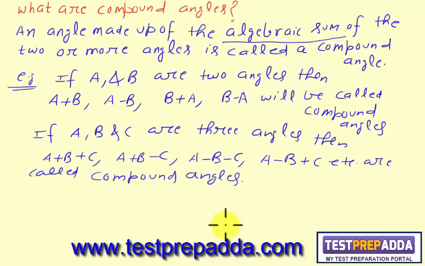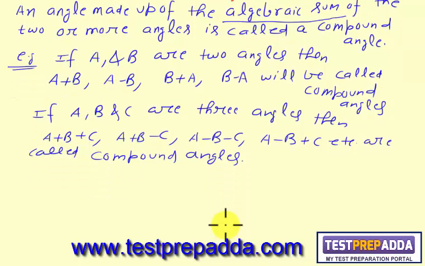Now we are aware of trigonometric ratios for one angle. Like we are aware of sine A, cos A, sec A, tan A, cot A, cosec A. We are not aware of sin A plus B, sin A plus B plus C. Okay, in this session we will learn how to find trigonometric ratios for compound angles. I will start with sine A plus B.